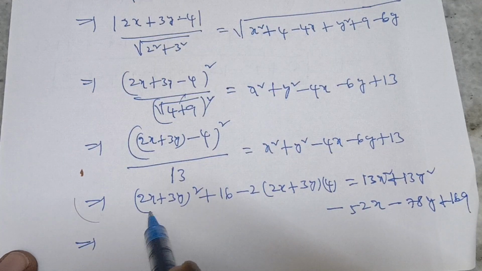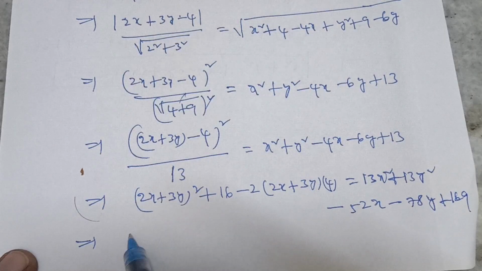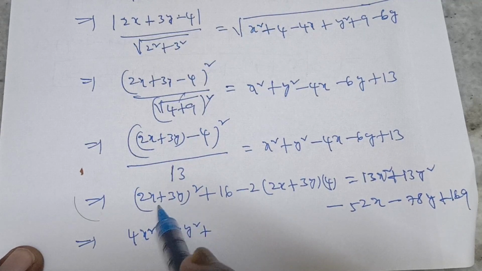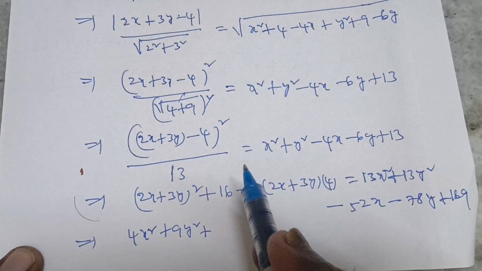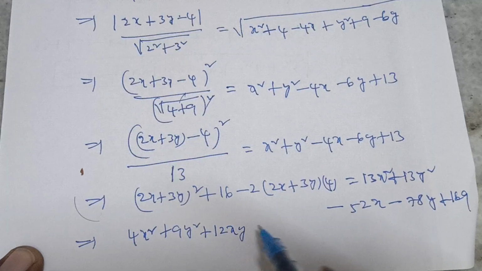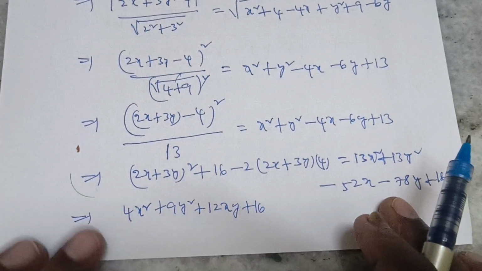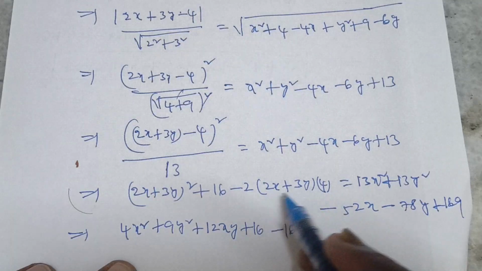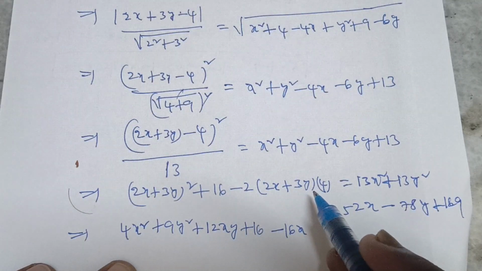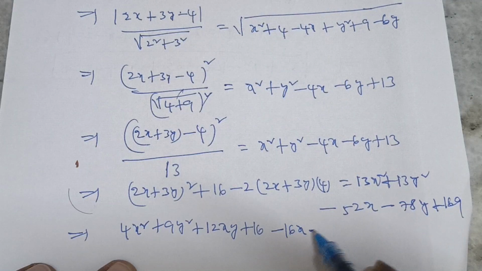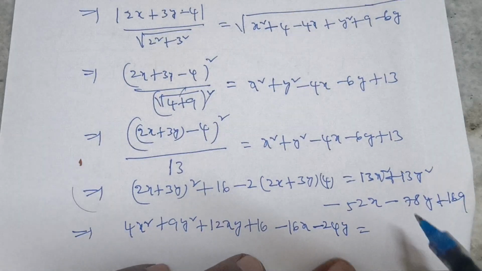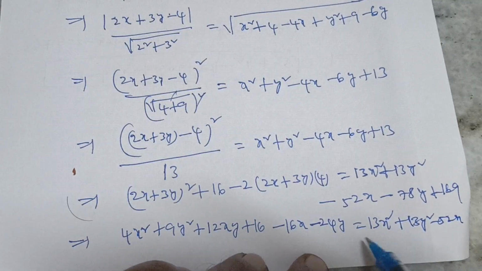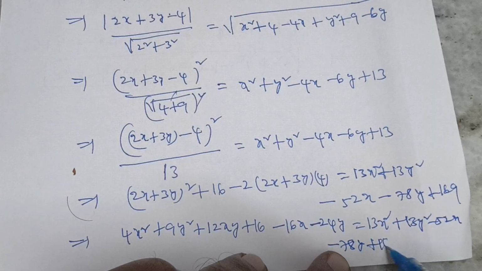So by simplification, we apply the (a + b) whole squared formula: 4x squared, b squared means 9y squared, plus 2ab means 2 twos are 4, 4 threes are 12, 12xy, plus 16, minus 8 sixteens, 16x, minus 12 twos, 24y, is equal to 13x squared plus 13y squared minus 52x minus 78y plus 169.